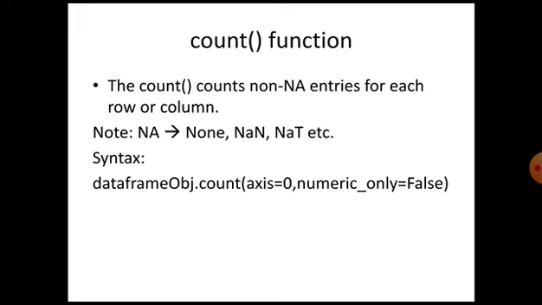Next we have the count function. The count function counts non-NA entries for each row or column, where NA means None values, NaN values, NaT values, etc., whichever is applicable. The syntax is dataframe object dot count, axis equal to 0, numeric_only equal to False. Axis equal to 0 is the default value, and numeric_only is False by default.